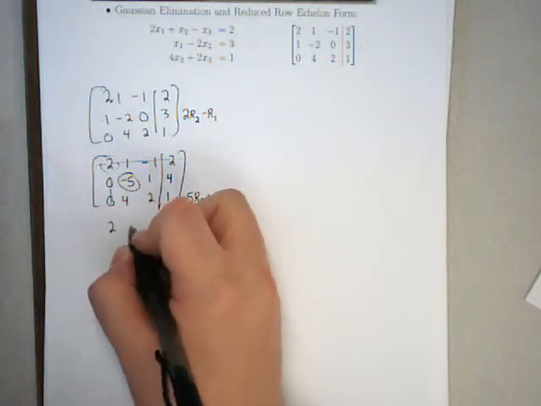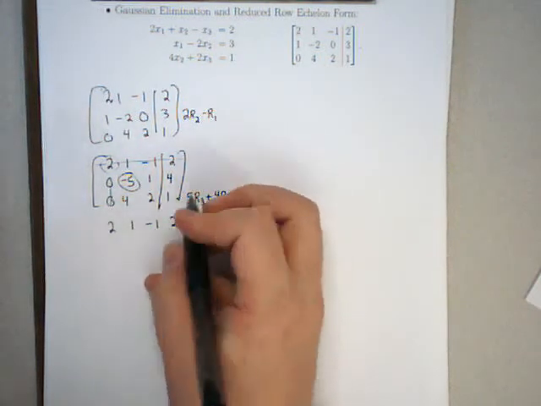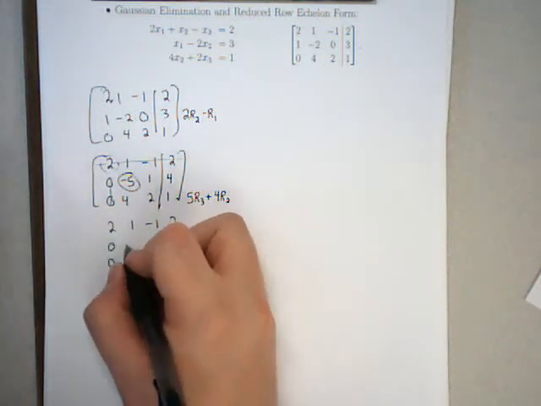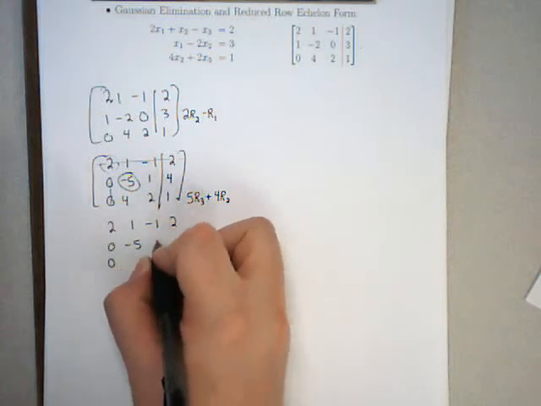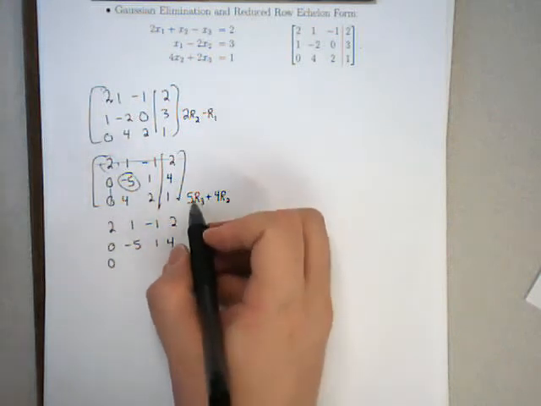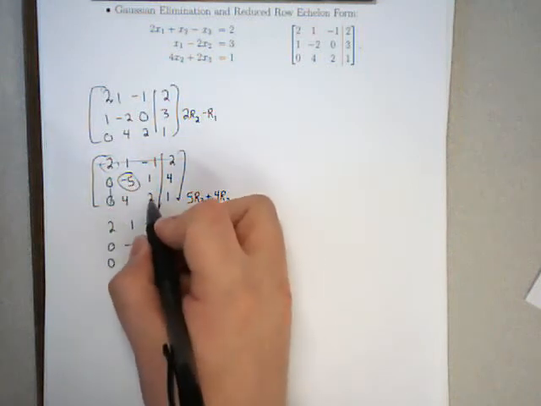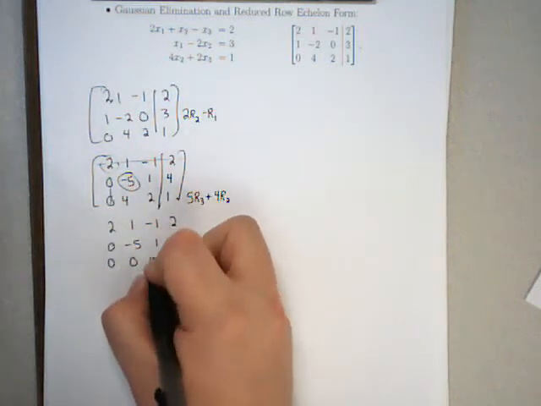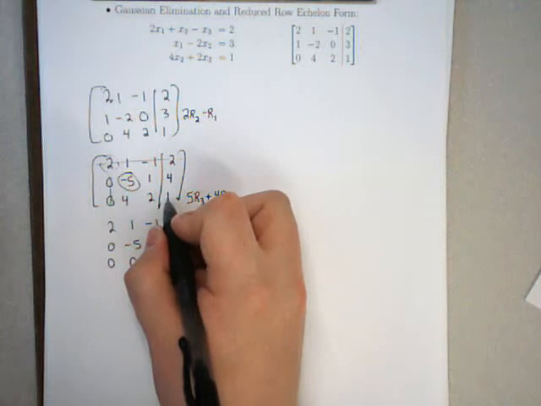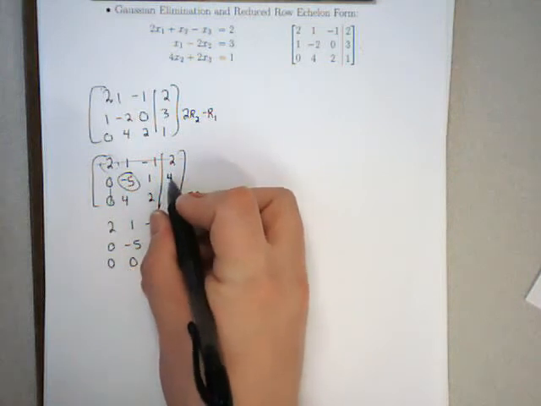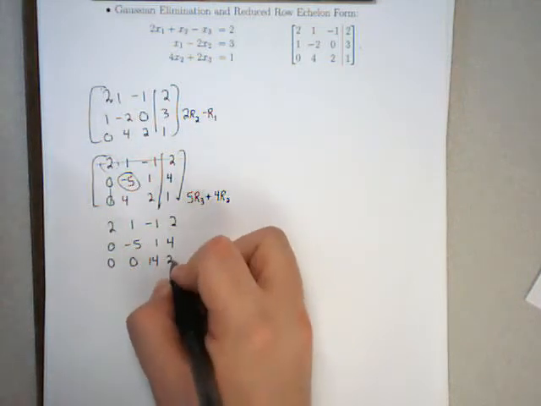So we'll leave the first row and column alone. I now have this negative 5, 1, 4 that I'm not changing, but I now need 5 of those plus 4 of those is 0. 5 of those is 10, plus 4 of those is 14. 5 of those is 5, plus 4 of those is 21.